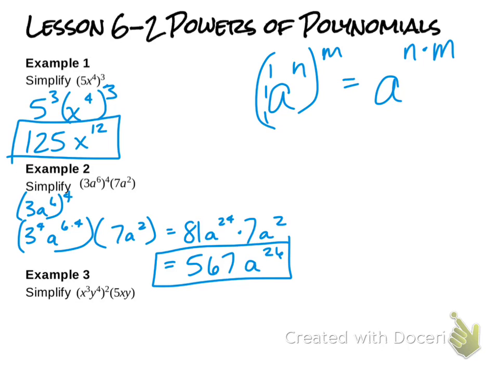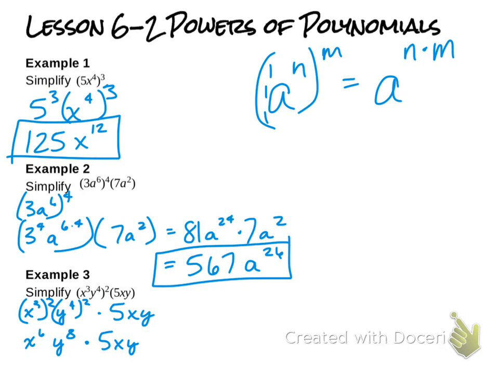A little refresher there. Our last example here, we have x to the third, y to the fourth, all of that raised to the second power, then times 5xy. So I'm going to have power to a power, then multiply again, adding exponents when you multiply. So I have x to the third squared, y to the fourth squared. That means I'm going to multiply those exponents together. Then I multiply that by 5xy. So I have x to the 6th, y to the 8th, times 5xy.